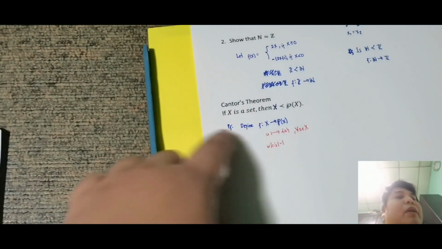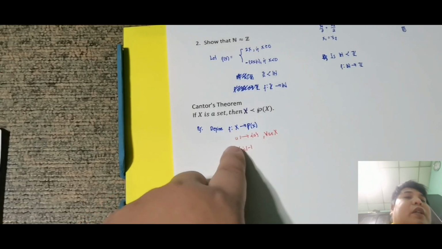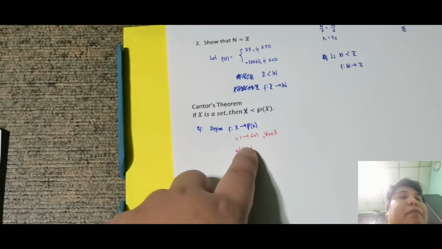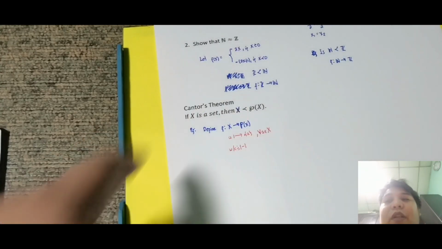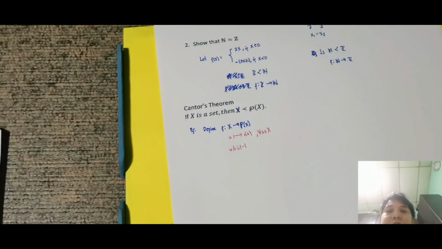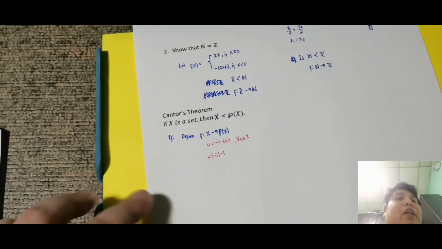Okay, so nag-define ako ng function f mapping from x going to P of x such that ito yung ibig sabihin ngayon, which is ito ay 1 to 1. Ayan, ito yung gagawin natin. Ipoprove natin siya by contradiction.